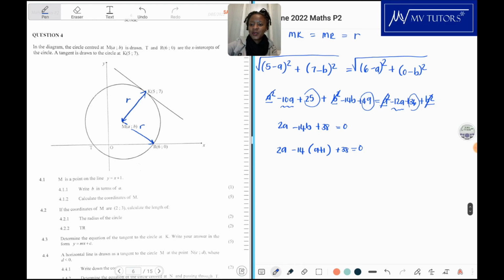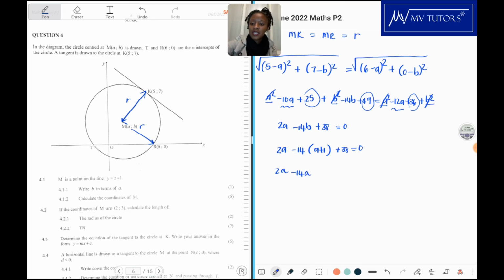Imagine doing all this work and then you don't get the answer. How will I know what the answer is? I read the next question. They say if the coordinates of m are 2, 3. Don't always depend on it, but it's a good guide.